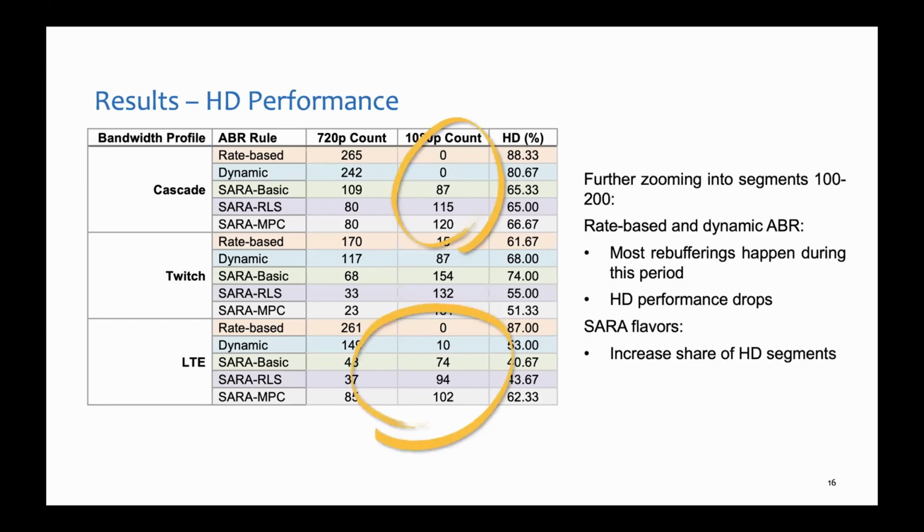So if you look at the specific segments where the VBR is way more effective, the segments between 100 and 200, we see that the rate-based and dynamic ABR, which don't take into account the VBR features, suffer significantly. That's where most of their stallings do happen. Whereas SARA is able to go through that phase without any problem. Actually, it doesn't experience too many rebufferings overall. So that period of time is also pretty smooth for SARA.